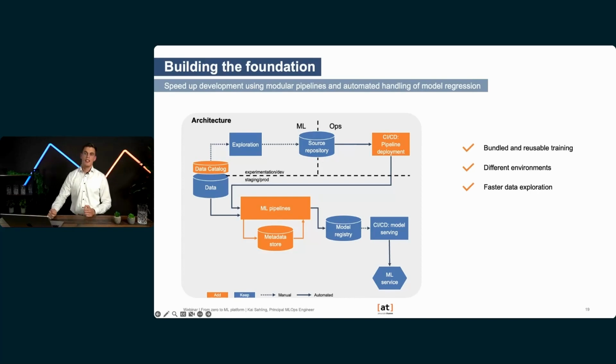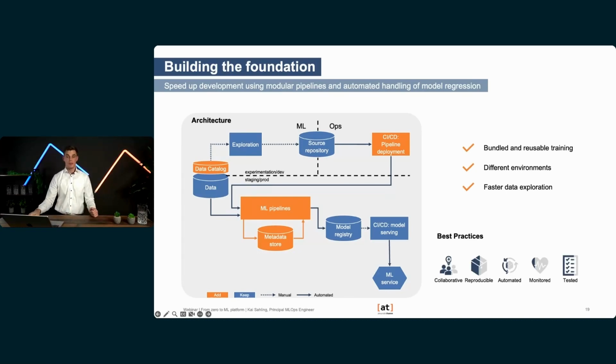So what did we get? We have these reusable steps. We split the training job up into different steps. We introduced the different environments, and data exploration is faster because we make sure we document what we are doing with the data. How did we improve? Collaboration is much better thanks to the pipeline. So thanks to that, we are now able to work on different steps independently of each other.